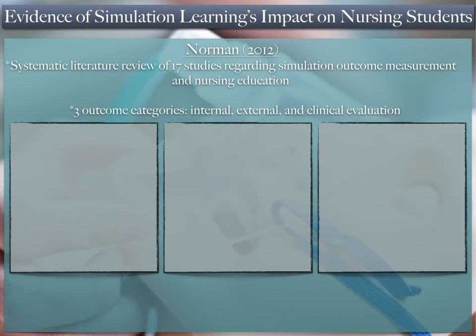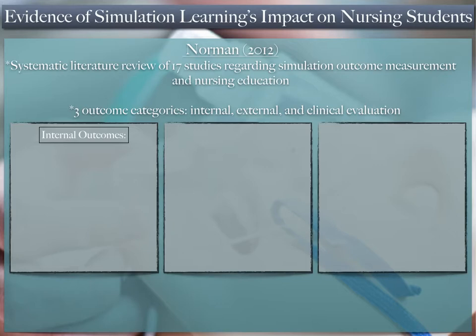From evidence of simulation learning's impact on nursing students, I found two studies of which I included in my presentation. This slide is about the study by Norman in 2012. It was a systematic literature review of 17 studies regarding simulation outcome measurement and nursing education. The study actually started off with numerous research articles found in databases, but was eventually diminished down to 17 studies for outcome review. Three outcome categories were established, which were internal, external, and clinical evaluation.